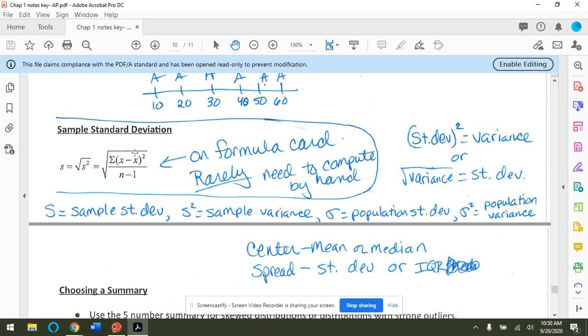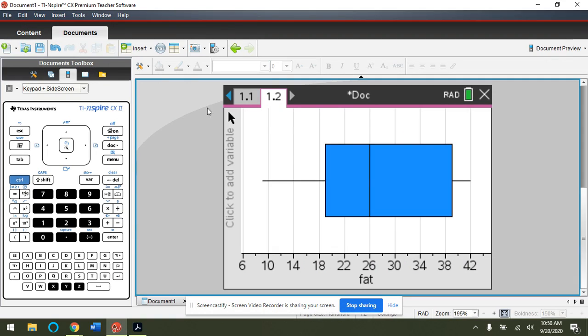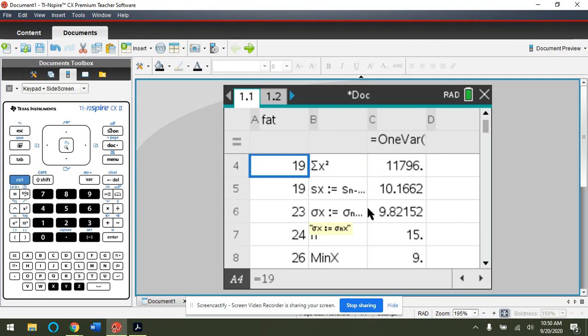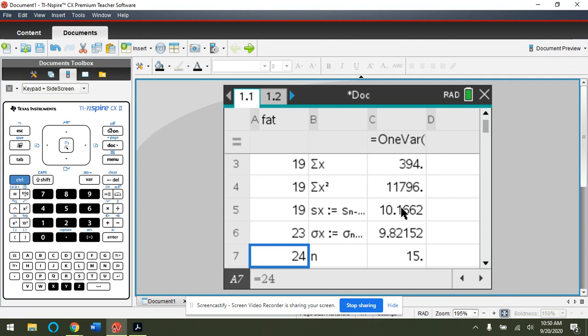If you need to compute it by hand, you can, but if you come back to our list from here, it actually calculates it for us in here. Now what happens is they actually give us both, okay? So what you need to know is, did you type in a sample? If you typed in a sample, then you would use this S, sample standard deviation. If you type in a population, then you would use this. They have a slightly different formula.